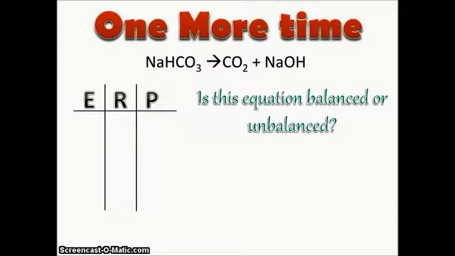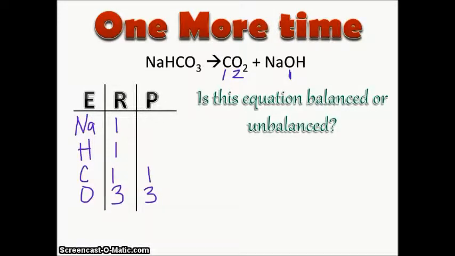Alright, one last one that we're going to try. Again, we're going to list all of our elements. I have sodium, Na. I have hydrogen. I have carbon, and then I have oxygen. So on the reactant side, I have 1 sodium, 1 hydrogen, 1 carbon, 3 oxygens. In the product side, I have 1 carbon right here, and then I have 2 oxygens here, but then I have another one over here for a total of 3. I have 1 sodium and then 1 hydrogen. So again, this one is balanced because all of these elements are equal on both sides.